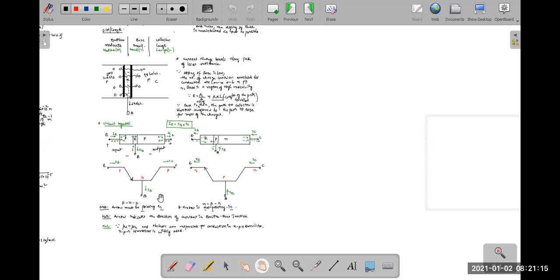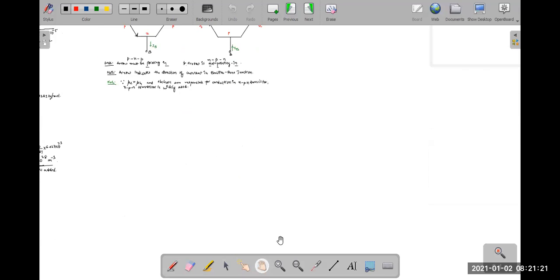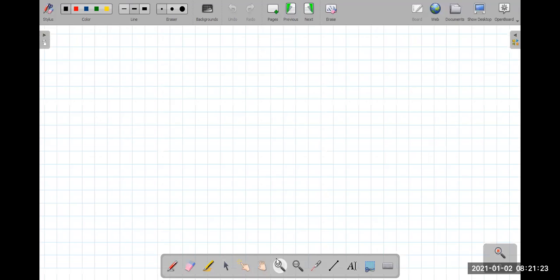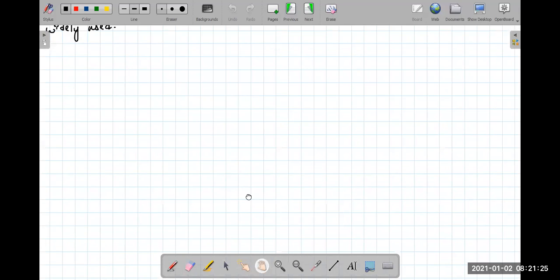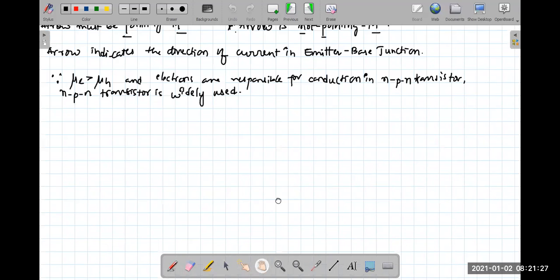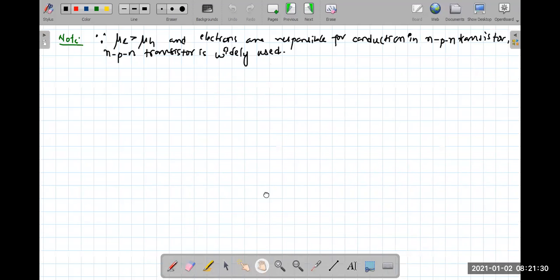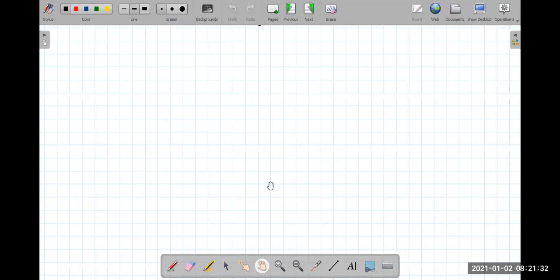Now, in today's class, we'll be trying to talk about the biasing of this transistor. In the past, we had only a P region and an N region in the case of a diode. So we had only two types of bias. If we ignore the no bias condition, we had forward bias as well as reverse bias. Whereas coming to this case, we have two junctions. We have the emitter-base junction and we have the collector-base junction.